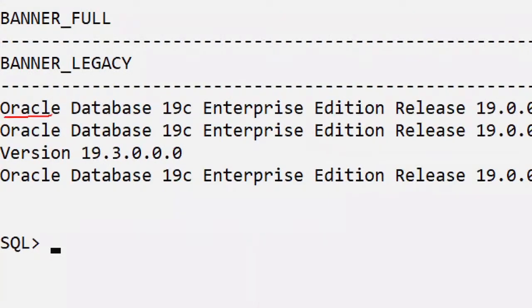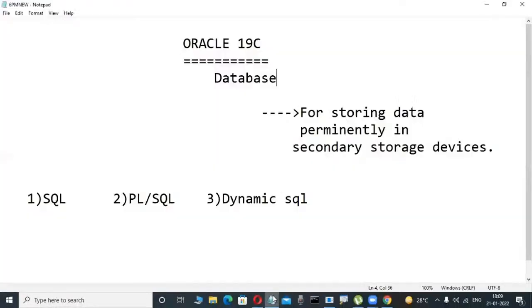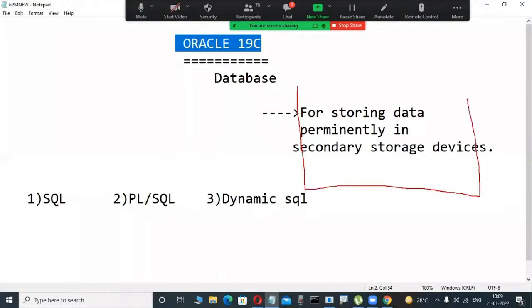Oracle is a product from Oracle Corporation. But what type of product is it? A database product. The version we are learning in our course is 19c, which is a version of this DB product. What is a database? Once we install the Oracle software, some place is automatically created on the disk, and in this place we permanently store data.